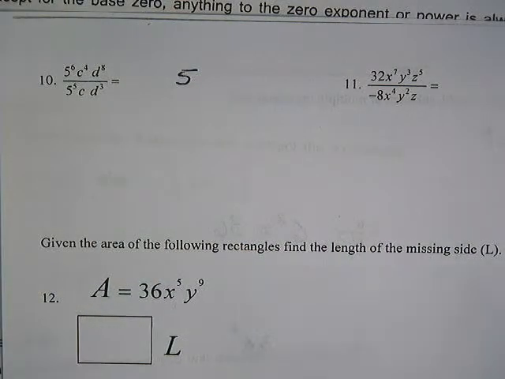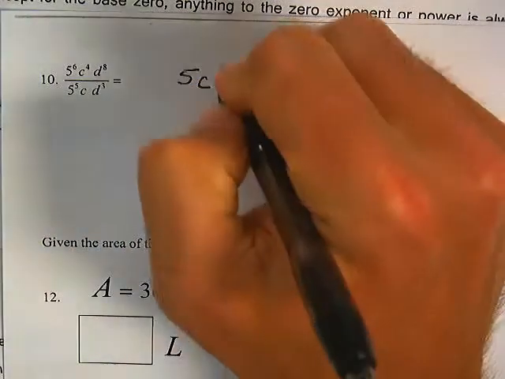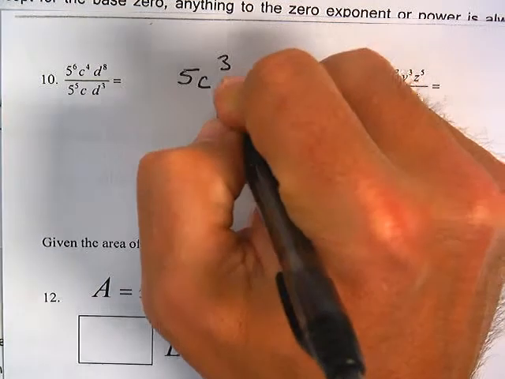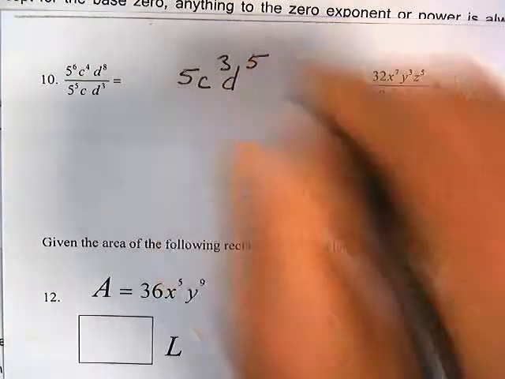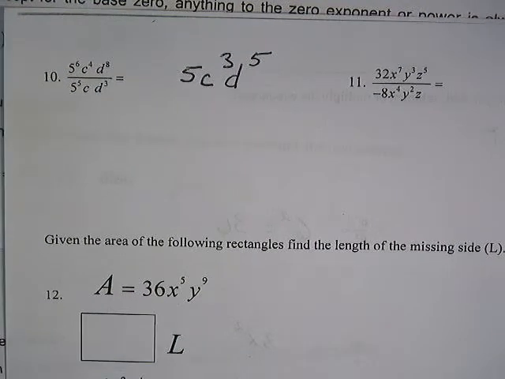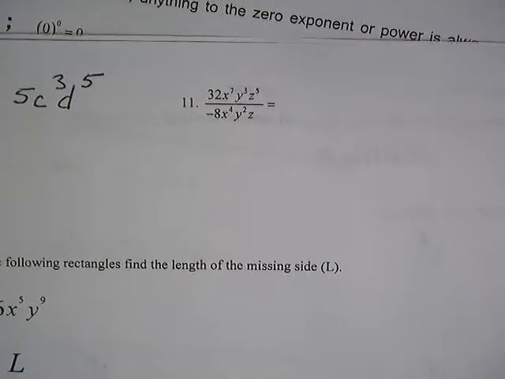Where's the c going to go, on top or bottom? Top. We'd have c to the what? Third. Very good. And where is the d, top or bottom? Top. And we'd have d to the 5th. Very good. Okay, 11.